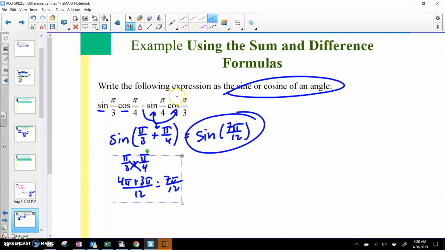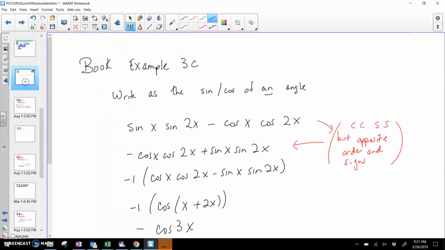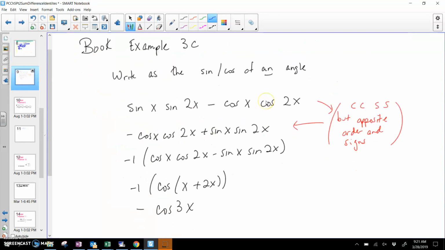Okay. You'll see on this one that the order of the second one switched, but it's important that the angles also switch. So I could have switched that to plus cosine pi over 3 sine pi over 4, and that would have matched it exactly. The reason I say that is we're going to look at an example from the book and talk through it. So when we look at this next example, it says write as a single sine or cosine of an angle.